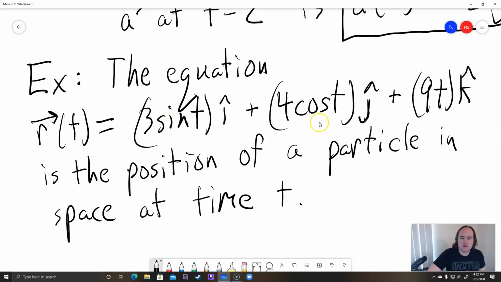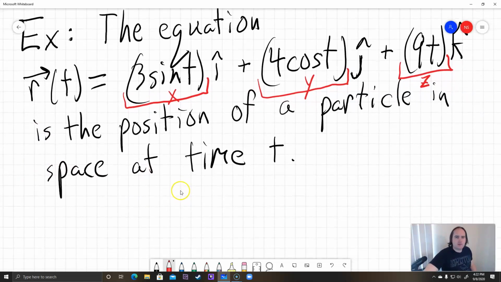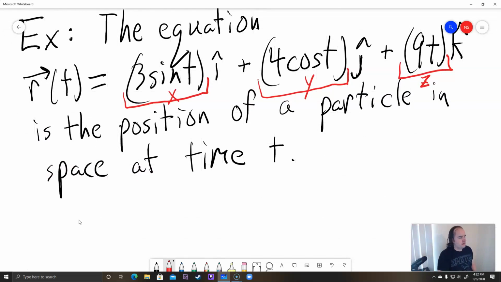Now remember, it's in space here because there's 3 components. There's the x component, the y component, and the z component. So this is our x. This one is our y. And then our third component is z. So because there's 3 components, you imagine it in space. It's going to be a curve in space that the particle is following over time. Okay? And they want us to find the particle's velocity and acceleration vectors.